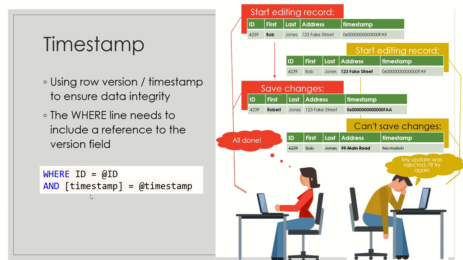So here's what the where line would look like. These things with the @ symbol in front are parameters. We're going to learn about them in a future class. But the where line now would compare the ID values and the timestamp values to make sure that not only are you updating the right record, but you're updating the right version of that record.